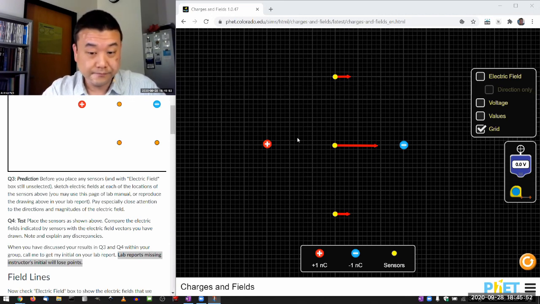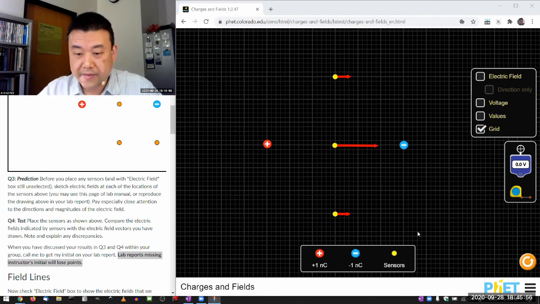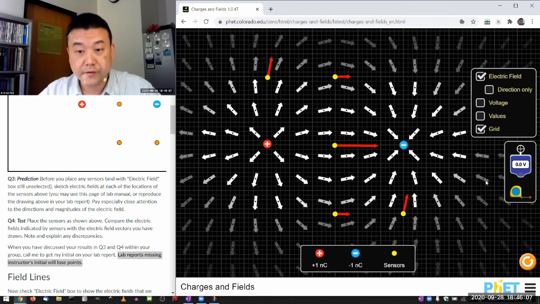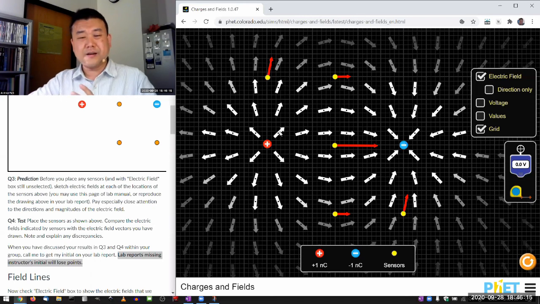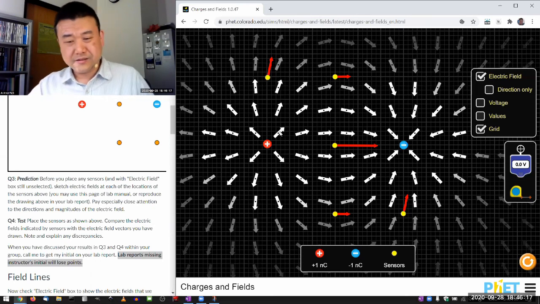Now, when we enable the electric field illustration, that illustration should verify what we are seeing here. So when I turn on the electric field, this is what you see. Now, the simulation doesn't show the electric field at every single point. I mean, as it is already, it's quite a bit distracting.